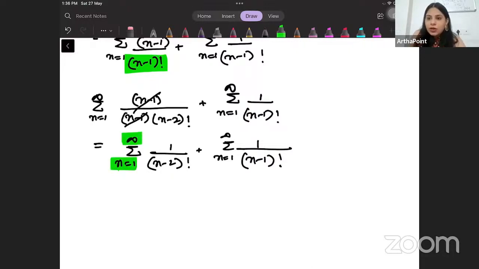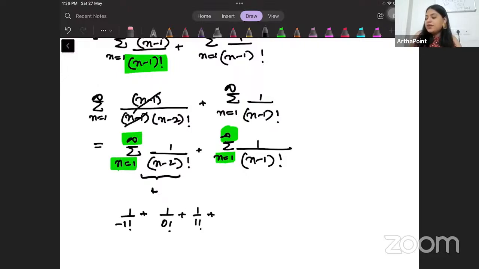N starts from 1, goes till infinity. Here n starts from 1, goes till infinity. So beta, if I start opening this up, this will be 1 upon minus 1 factorial, which makes no sense, right? Plus 1 upon, if we put n as 2, 0 factorial, plus 1 upon 1 factorial, plus 1 upon 2 factorial till infinity.